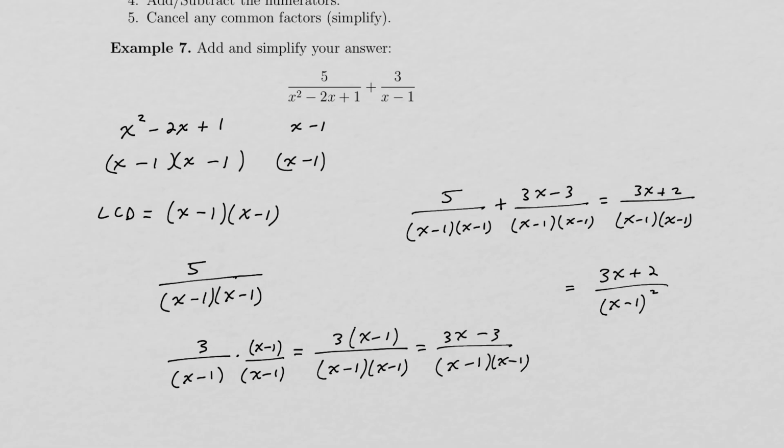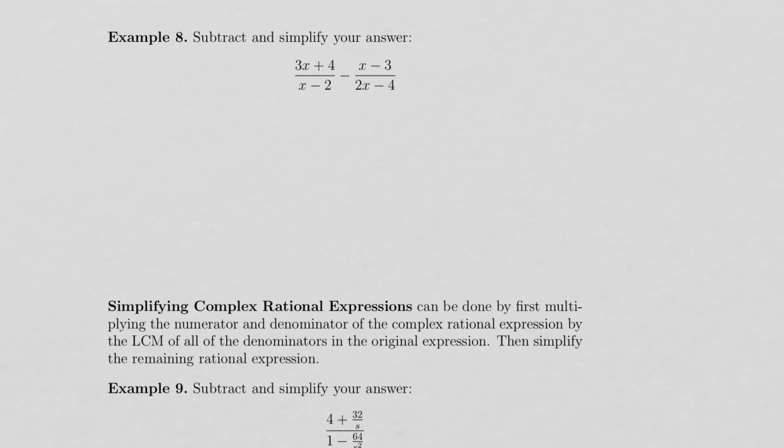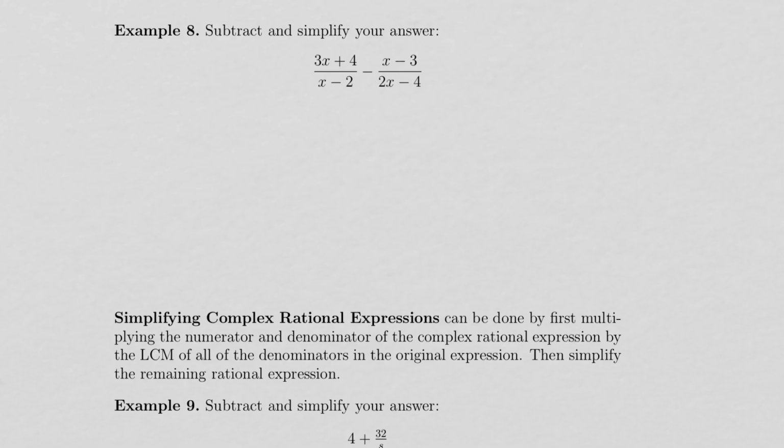Okay, subtraction is the same thing, right? You have to find the lowest common denominator, but then you subtract the numerators, right? Keeping the denominator, you subtract the numerator. So let's do one example with subtraction. The denominator I can't really do anything else with, right? X minus 2, that's as far as I can go. The second one, I could factor out a 2, and I'm left with x minus 2. Okay, so if I want the lowest common denominator, well, it's the lowest common multiple of the denominators.